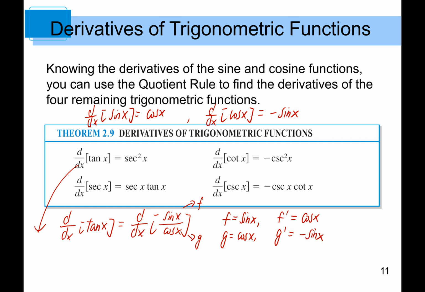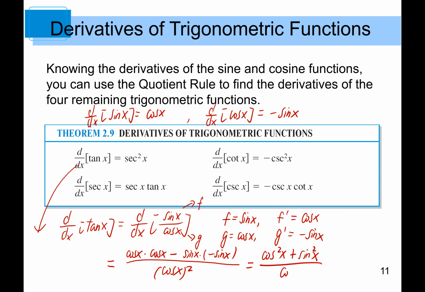Now let's apply the quotient rule. F prime, cosine x, times g, cosine x, minus f, sine x, times g prime, negative sine x, over cosine x squared. So on the numerator we get cosine x squared plus sine x squared, over cosine x squared. Cosine x squared plus sine x squared gives us 1. So 1 over cosine x squared.